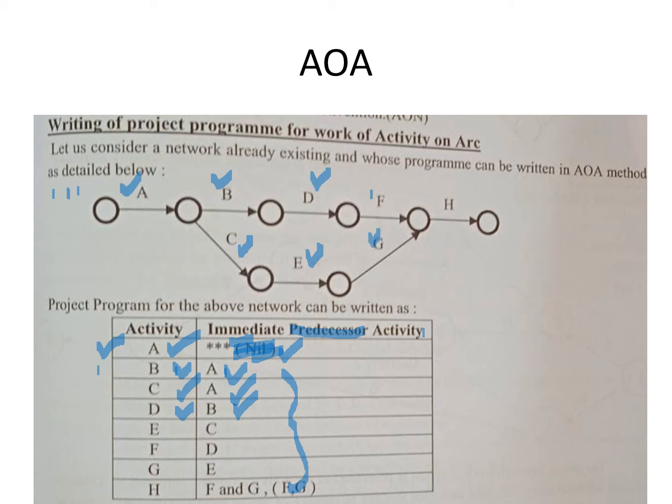Similarly, you have all these predecessors in place. For activity F to happen, activity D should have happened, right? And for activity H to happen, you should have both activity F as well as activity G to have happened. As you can see over here, you have both G as well as F, which have happened before H is happening over here.